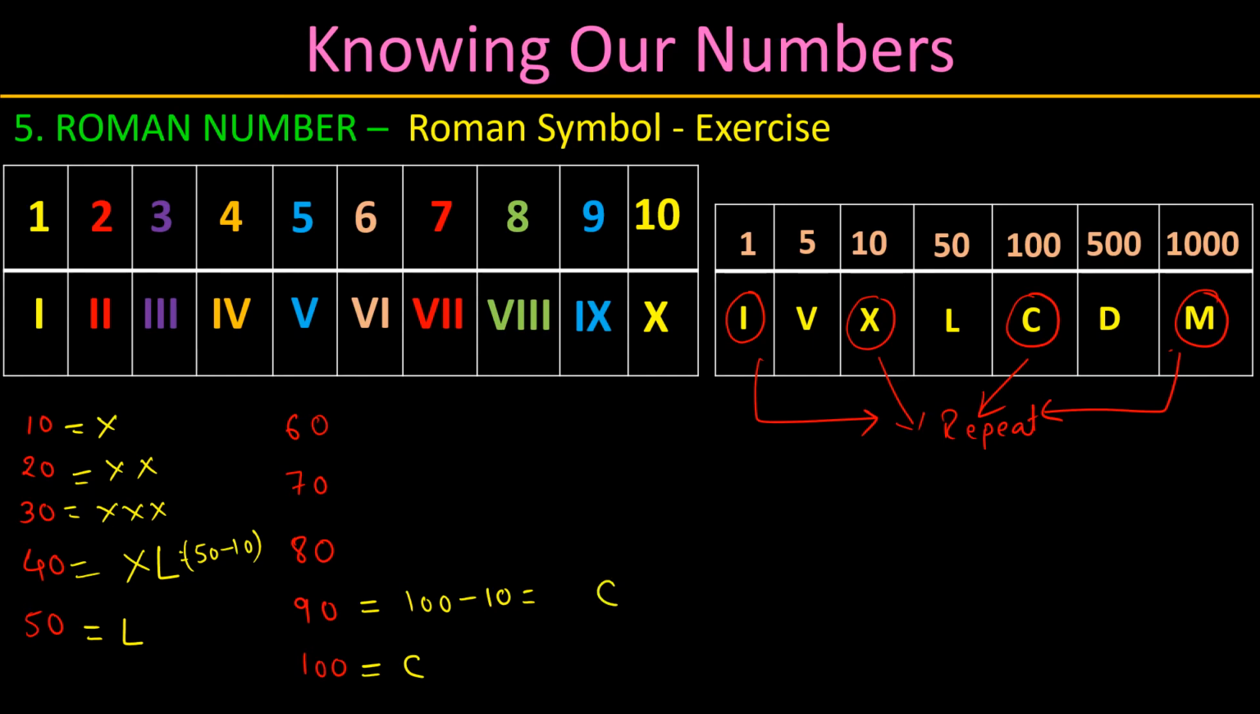This is the greatest number. This is the greatest symbol. Put X here at the back side. This becomes 90. Let us go with 80. 80 can be written as put L 50 and use 3 times XXX. This is allowed as addition. 70 is L and X 2 times. 60 is L and X 1 time. This is how the numbers will be generated.